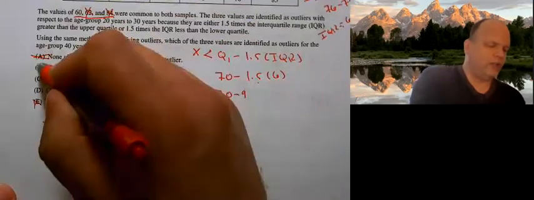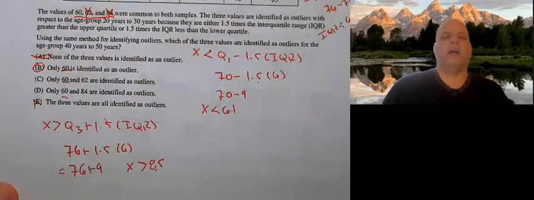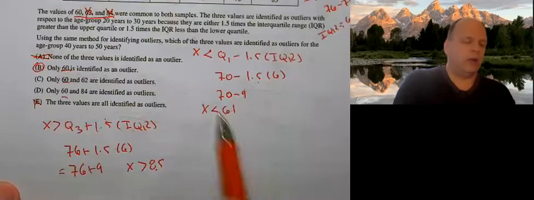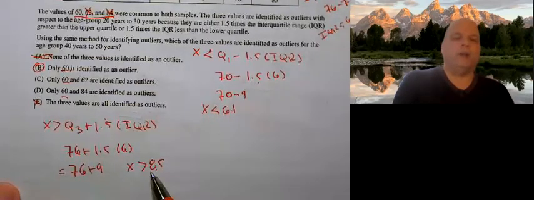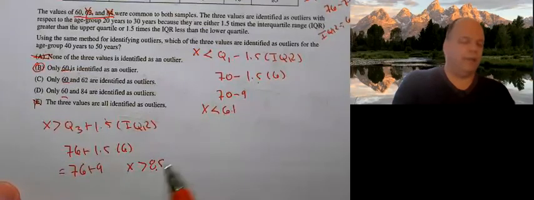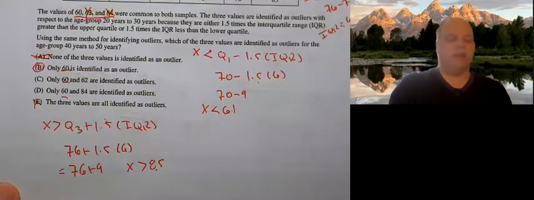So only 60 is our outlier. Only 60 is an outlier. We have an outlier on the lower side because it's lower than 61. We have no values greater than 85. All right, so 11 is B.